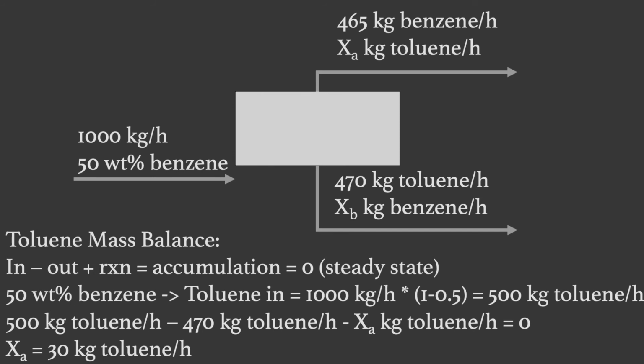So we're going to put that into our toluene mass balance, and it's going to be 500 kilograms of toluene per hour minus 470 kilograms of toluene per hour minus XA kilograms of toluene per hour is equal to 0. We're going to rearrange to solve for XA, and we're going to get that XA is equal to 30 kilograms of toluene per hour. All right, so now we know all our unknowns.